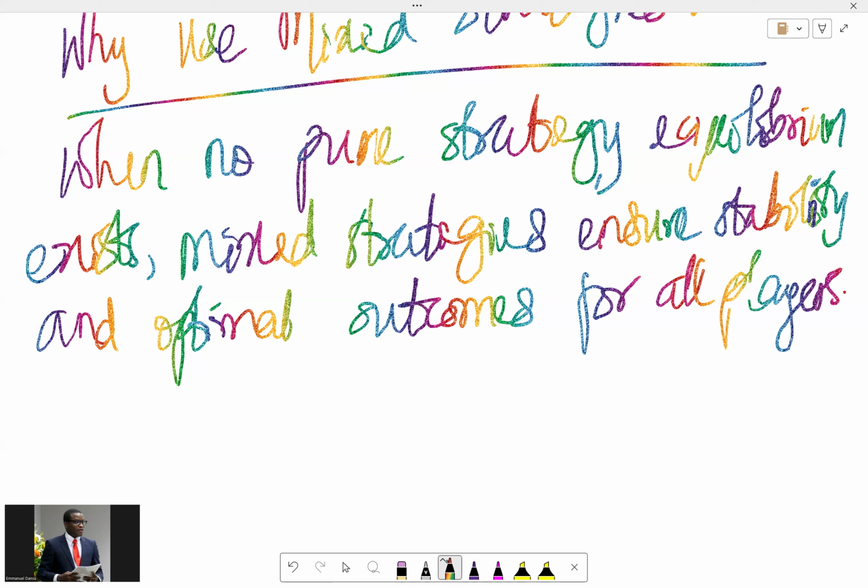In the subsequent videos, I will use this idea of mixed strategies for a rock, paper, scissors game. And of course, we'll also use the mixed strategy Nash equilibrium for matching pennies. So look forward to those videos.